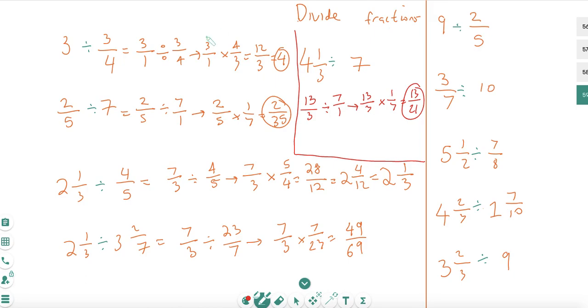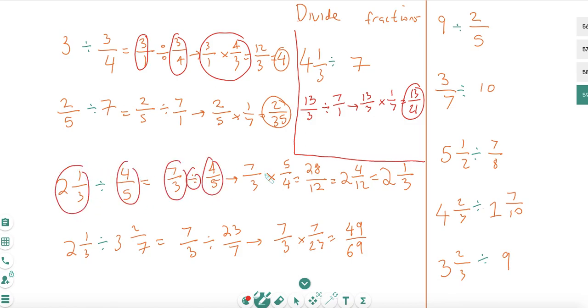So only keep, switch, and flip once you have two fractions, okay? So 2/5 divided by 7, I made it 2/5 divided by 7 over 1. 2 perfect fractions. Then you do your keep, switch, and flip. Here, you have to make this fraction improper. This one stays the same, so it's 7/3 divided by 4/5. Then you can do your keep, switch, and flip. Here, you have to make both fractions improper. And only once you do that, then you can do your keep, switch, and flip. All right, so you can practice these questions by yourself.